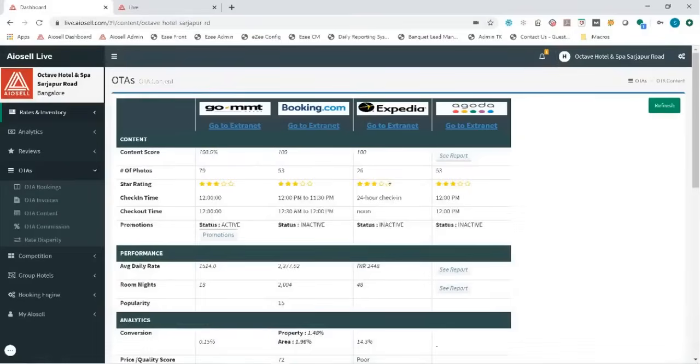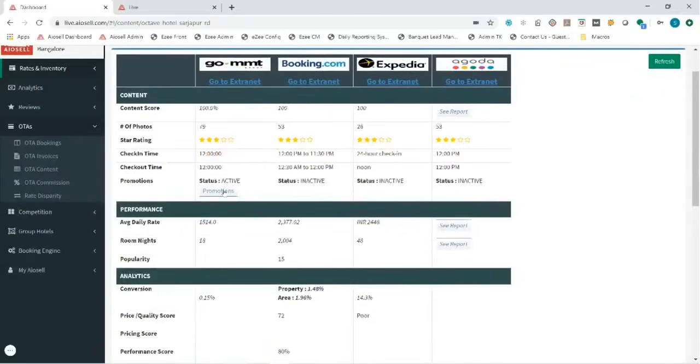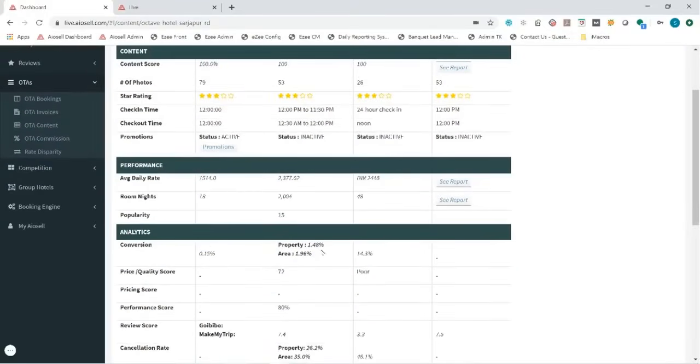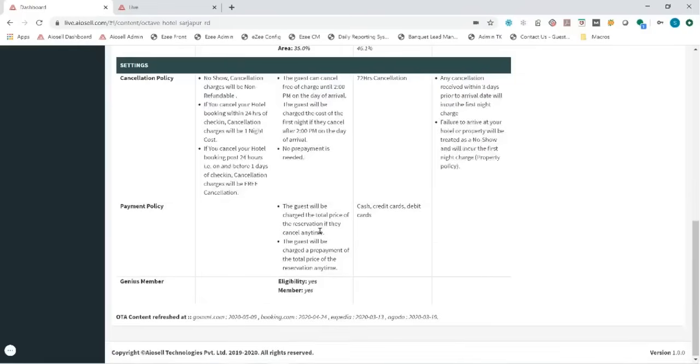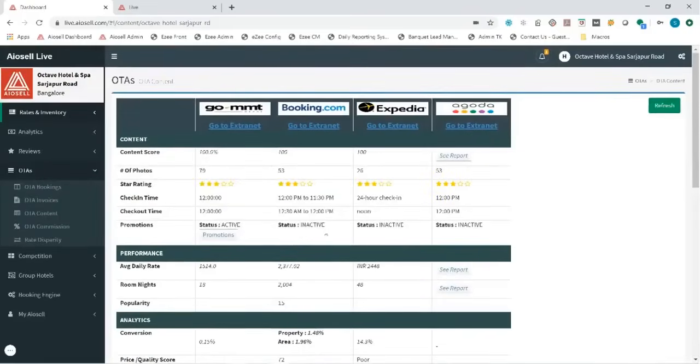We also have something very unique called the OTA Content. We currently do this for 4 main OTAs, where all of the extranet content that is typically visible in the extranet of the OTA is visible to us here in one screen. So things like the content score, the number of photos, the star ratings, the conversion ratios, the price quality score, review score, cancellation policy, all of that stuff that typically takes you a long time to log into each of the OTA extranets and figure out is presented to you in a simple, easy to use screen. You can see all of that information at once.